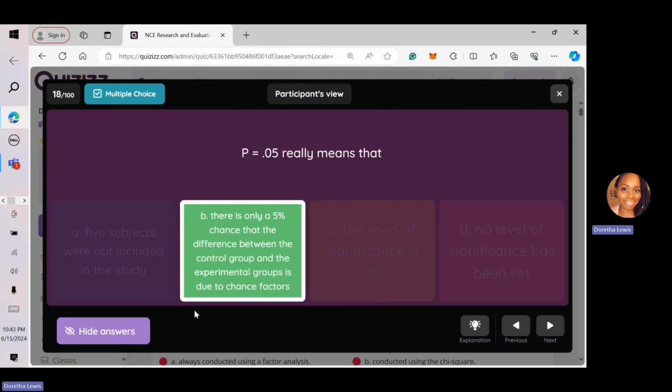So remember I said you just move this decimal over to the right and you get like 5%, right? You're trying to get the percentage. So that means that there's only a 5% chance that the results for the dependent variable are due to chance factors or human error, right? So that means that out of 100, 95% of that test or the result is accurate, right?